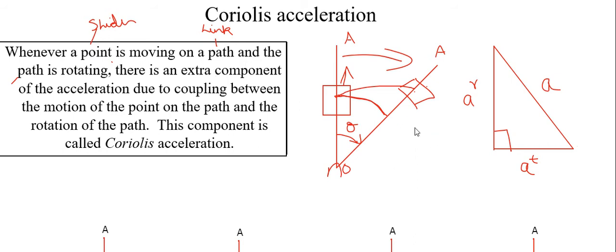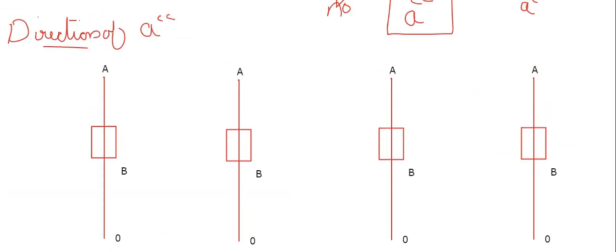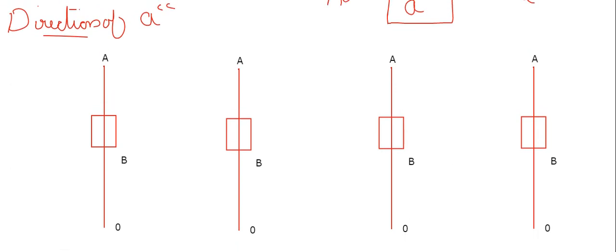So if there is a simple link that is rotating, there will be only two components. But where there is a slider also, because of the sliding action of that slider along the rotating link, that component will be known as Coriolis acceleration. And that component is denoted by A with a superscript C. Now, how to determine the direction of Coriolis component of acceleration? Sometimes it is known as Coriolis acceleration or Coriolis component of acceleration.